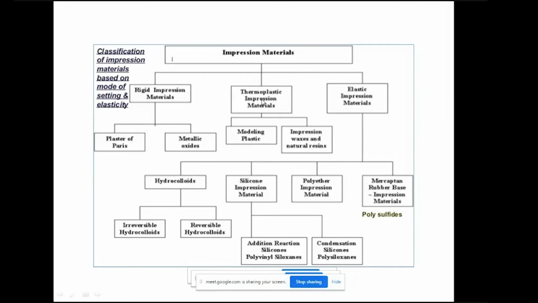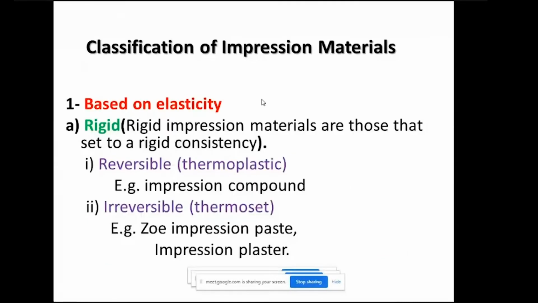Do you hear about the rubber impression material, silicone? Do you hear about the agar-agar impression material or alginate impression material? In the simple and easiest way, the first classification, as we said, is based on elasticity.